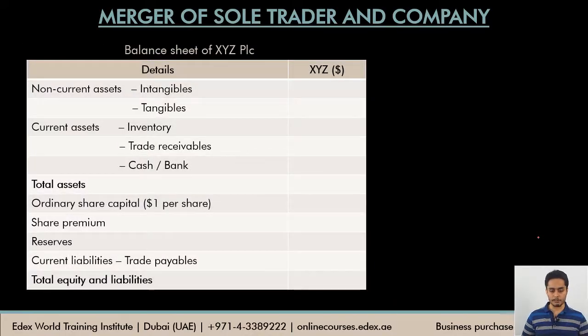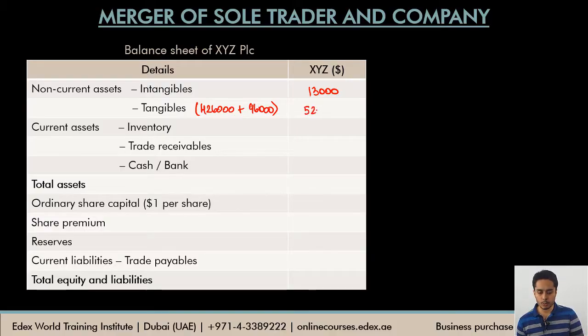So we have our balance sheet format here. Remember, whenever there is goodwill, goodwill is an intangible asset. It will always be shown on the top, first, in the non-current assets section. In our question, we've already calculated goodwill, purchase consideration minus the net assets acquired, 13,000. Then we have the non-current assets, tangibles. The existing non-current assets of XYZ PLC before the merger was 426,000. It acquired non-current assets of sole trader A, which were valued at 96,000 as of the date of merger. So the total non-current assets would be 522,000.